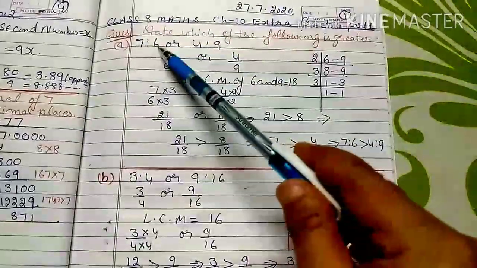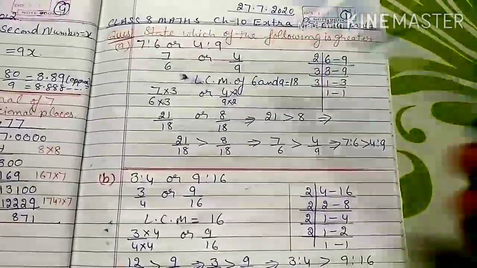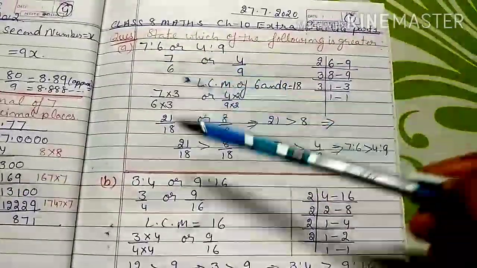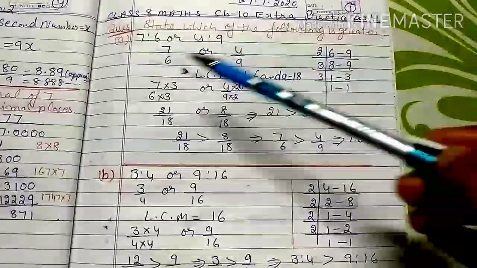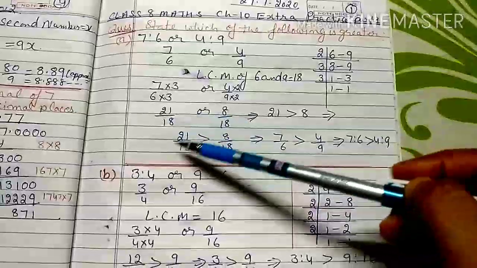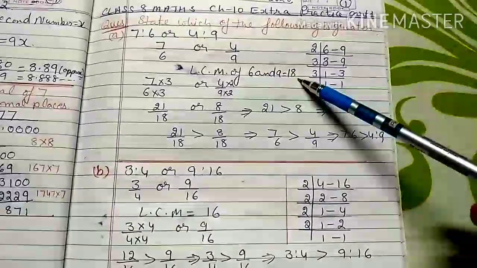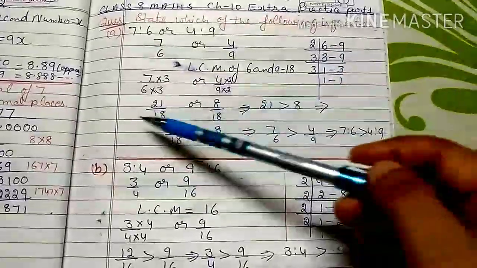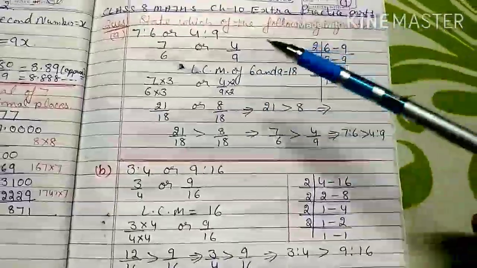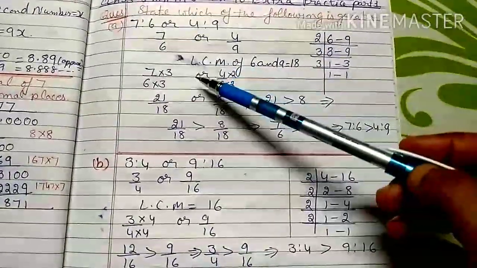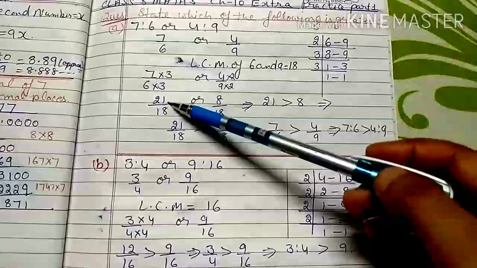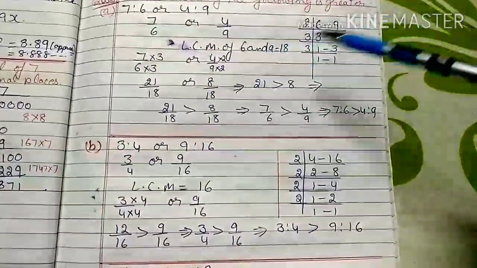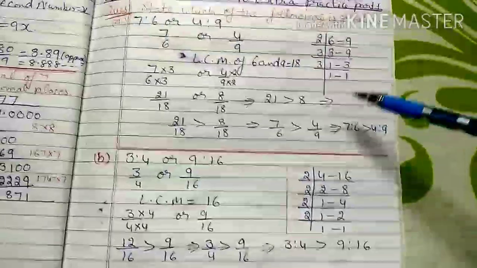If you are given 7:6 or 4:9, first you convert into fraction form, and try to find the LCM of the denominators to make the equivalent fractions. So the LCM of 6 and 9 is 18, so I convert each fraction to a denominator of 18, and the numerator is converted according to the denominator. So that is 21 by 18 and 8 by 18. 21 is greater than 8, so 7:6 is greater than 4:9.